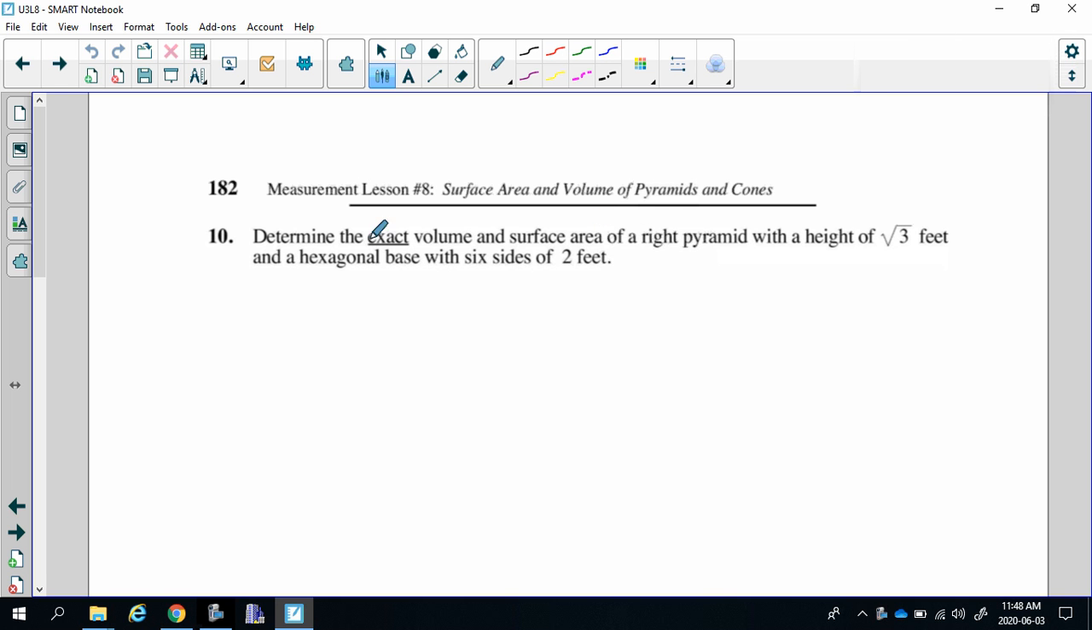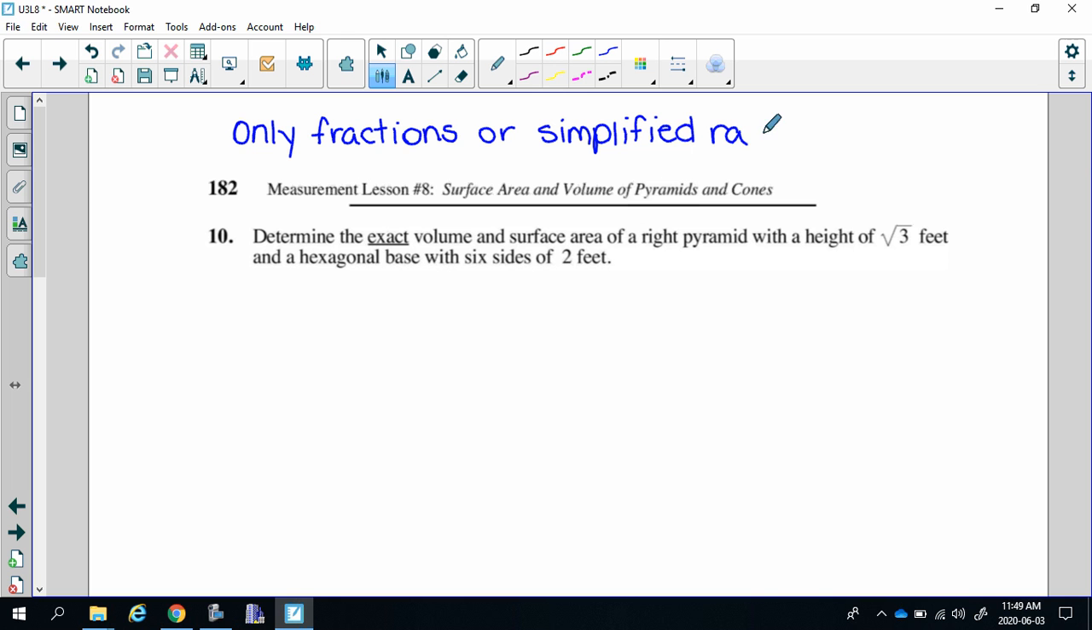Okay, so first of all, what we need to know is, what does exact volume mean? So exact means only fractions or simplified radicals. As soon as you have to round, it is no longer exact. Okay. All right. So we've got a hexagon base. Now it is a regular hexagon.